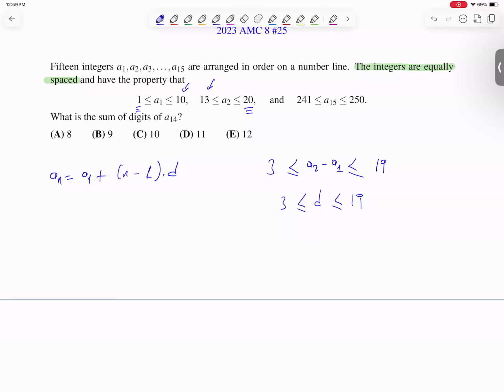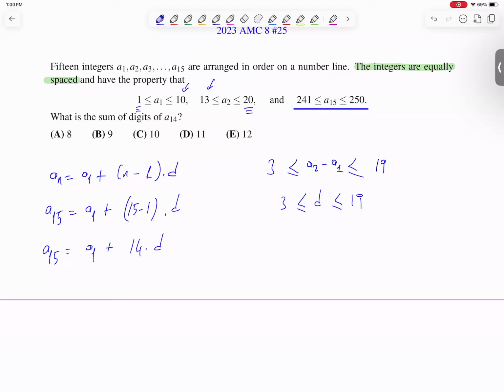Now we have to relate this information to the 15th term, which has to fall between 241 and 250. N is equal to 15, so the 15th term is the first term plus 15 minus 1 times the constant difference. The 15th term is equal to the first term plus 14 times the constant difference.